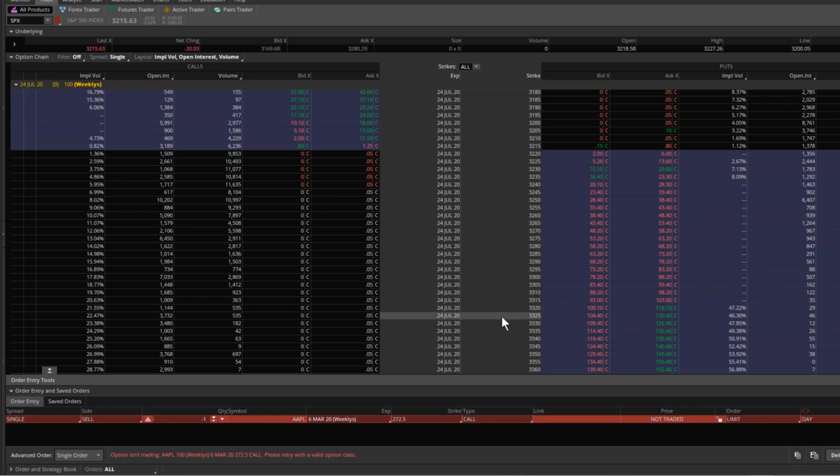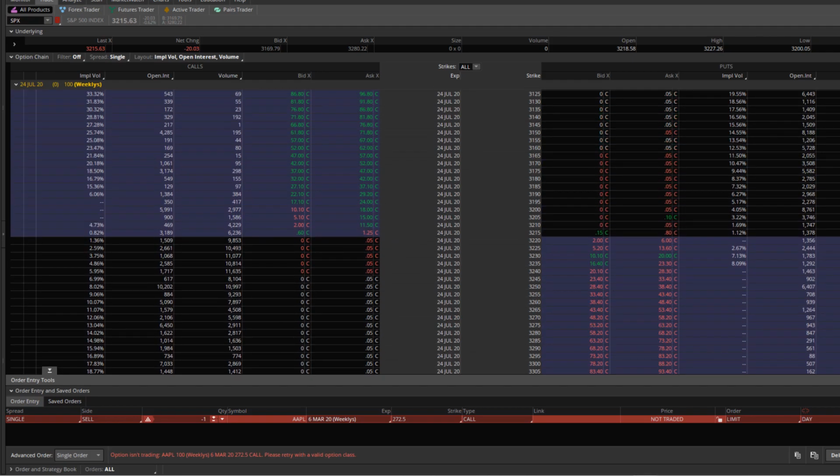Let's take a look at how we can use the options chain for guidance on our futures trading. This is the SPX options chain. Expiration was today. And when we came into the room earlier, at that time the SPX was actually down here, between 3205 and 3200.